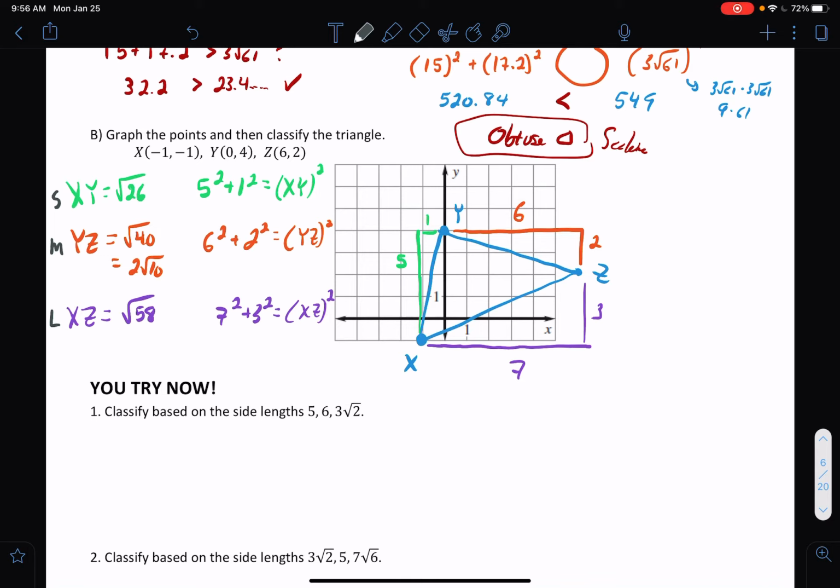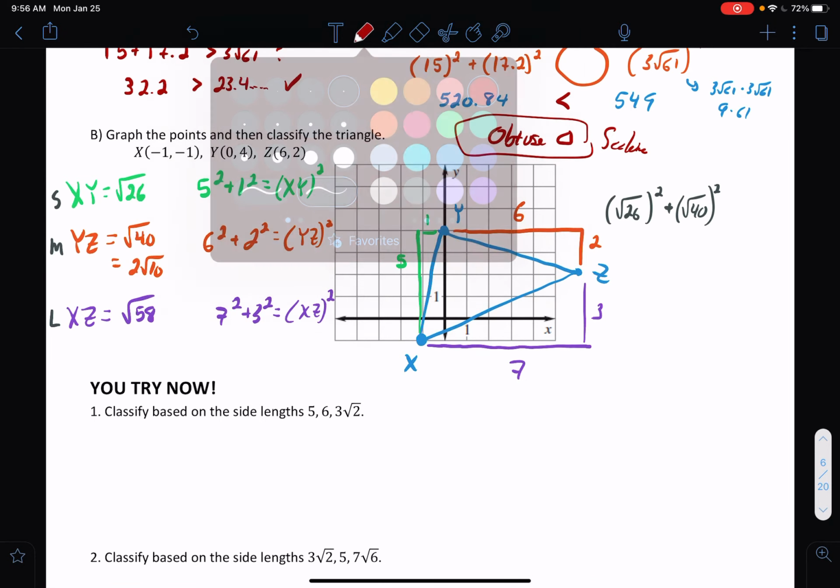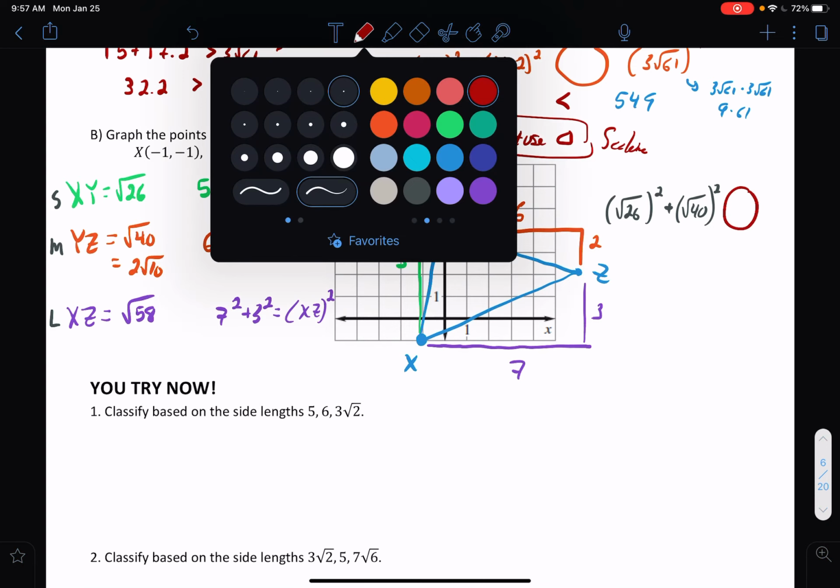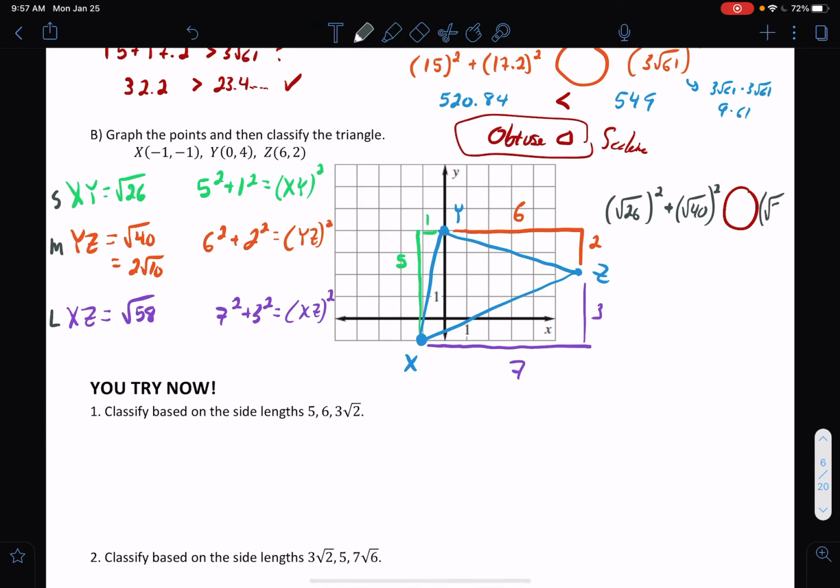So I'm going to do it off to the side here: square root of 26 squared plus the square root of 40 squared. Running out of room, so let me move this over. What is its relationship with the square root of 58 squared? Okay, so how is this going to work? Square root of 26 squared is 26. Square root of 40 squared is 40. Square root of 58 squared is 58. So I get 66 and 58.